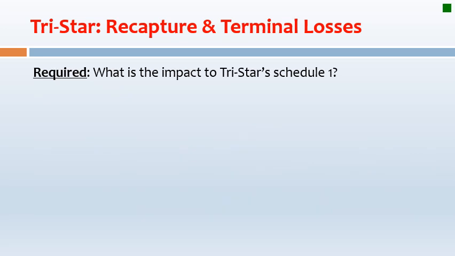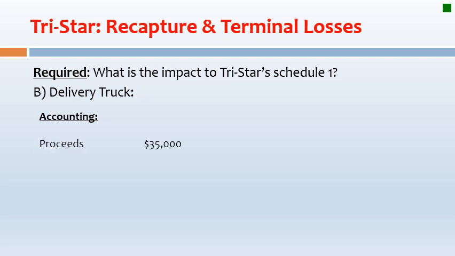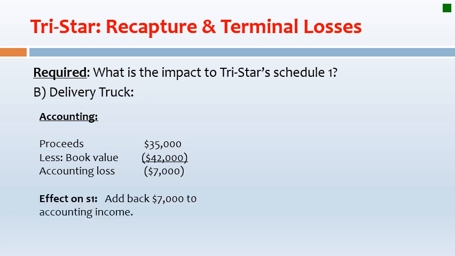Let's take a look at the tax ramifications on the Schedule 1 of the disposition of the delivery truck. So for accounting purposes, again, we got to figure out gain or loss included in the financial statements. Proceeds, we sold this truck for 35 grand. Book value, 42 grand, leaving us with an accounting loss of $7,000 that's buried somewhere in the financial statements. That's a no-go, so we're going to have to add back $7,000 to accounting income.